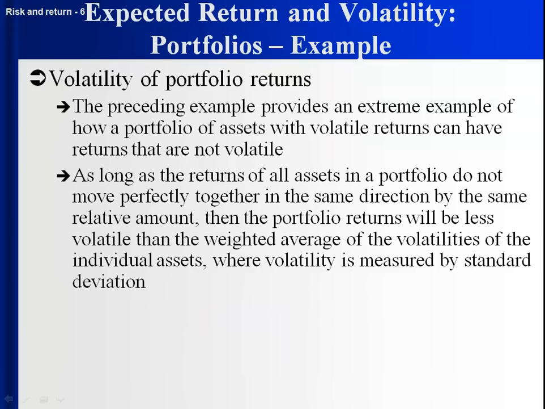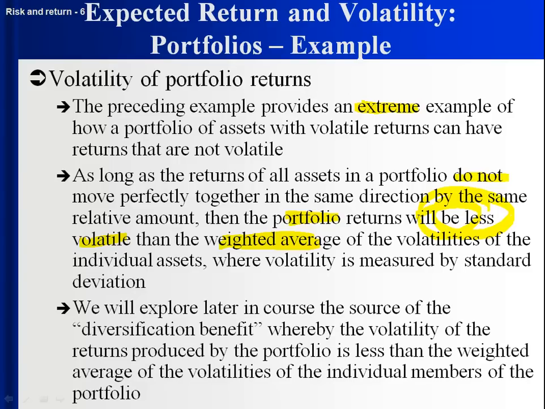So again, the example that we just went over, it's extreme, but it highlights what's going on. That as long as the assets have returns that do not move perfectly together, same direction, same magnitude, same relative amount, then the portfolio returns will be less volatile. The standard deviation of the portfolio will be less than the weighted average of the volatilities of the individual assets, the weighted average of the standard deviation of the individual assets. And that's what we just saw in the picture.